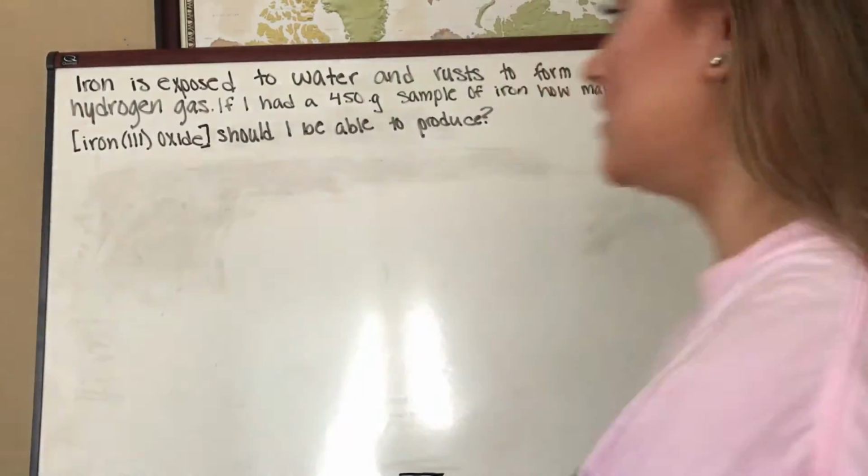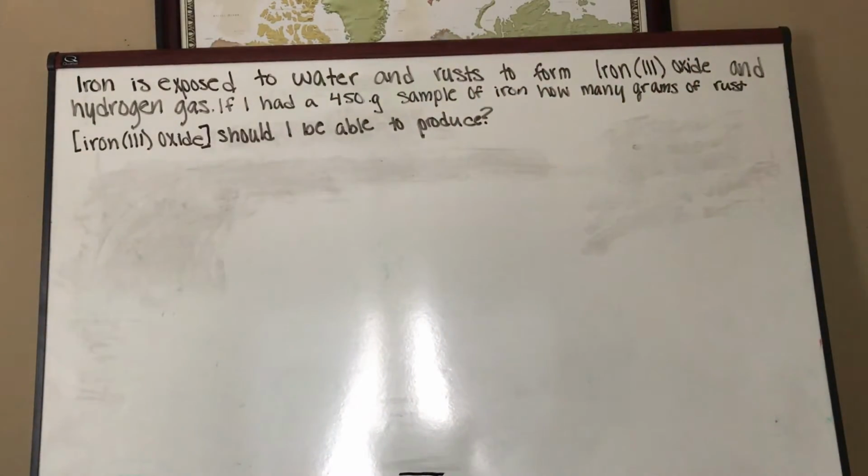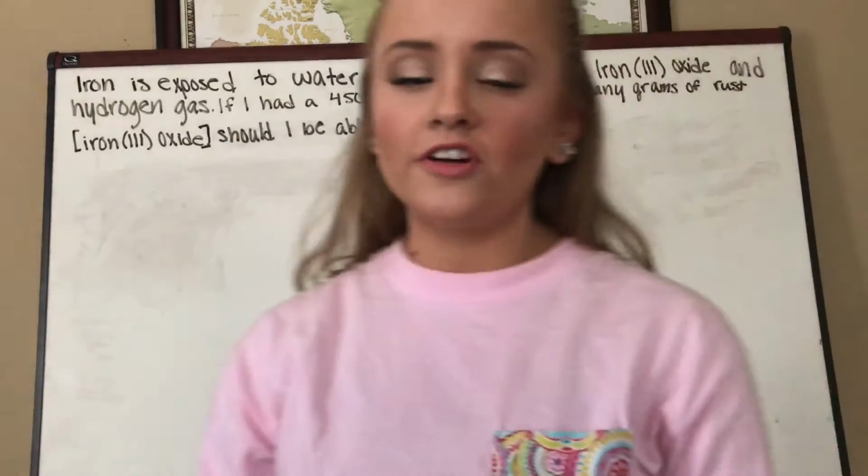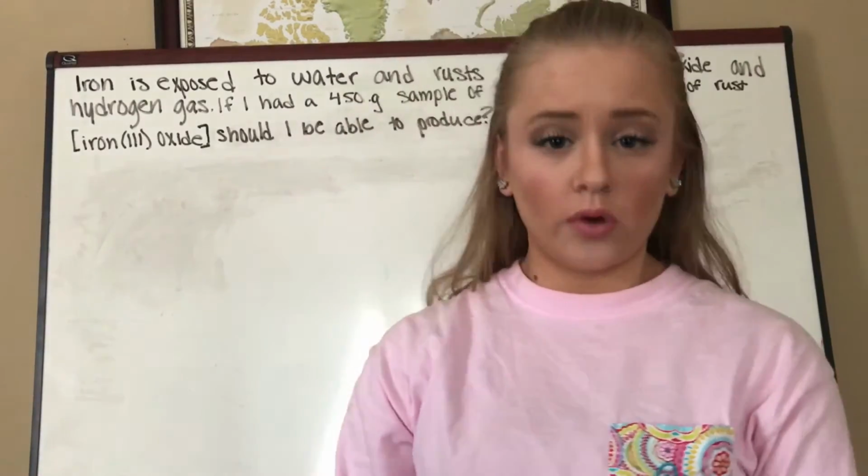Today we are going to be solving a chemistry problem from the area of stoichiometry. Our problem is: iron is exposed to water and rusts to form iron oxide and hydrogen gas. If I had a 450 gram sample of iron, how many grams of rust, which is iron oxide, should I be able to produce? So, our first step is to find the skeleton equation.